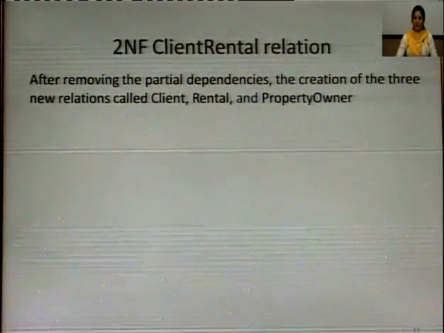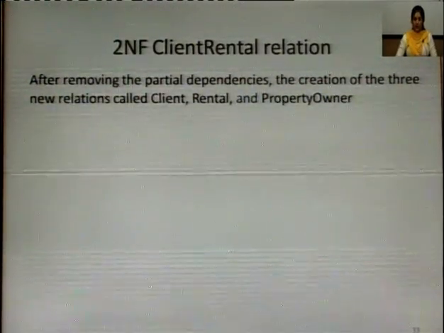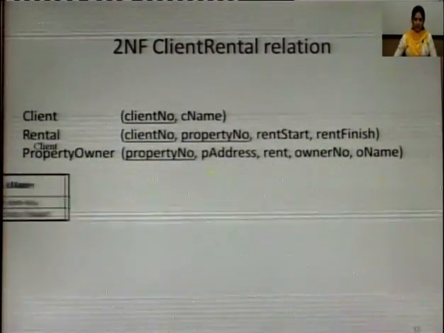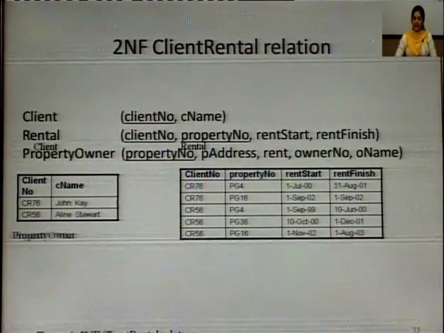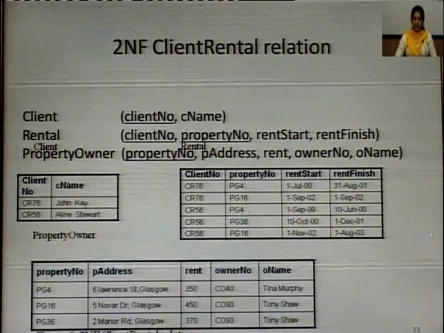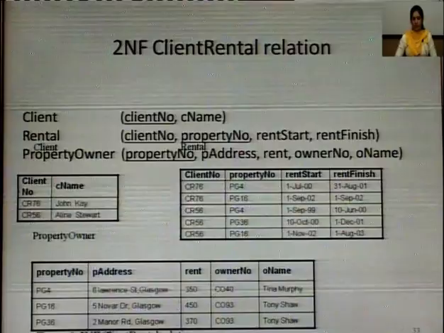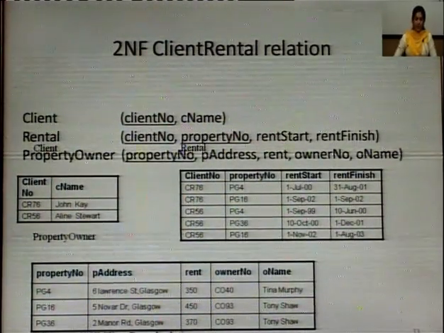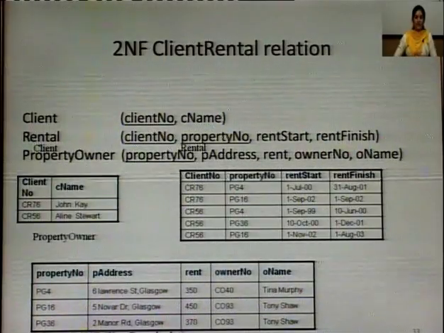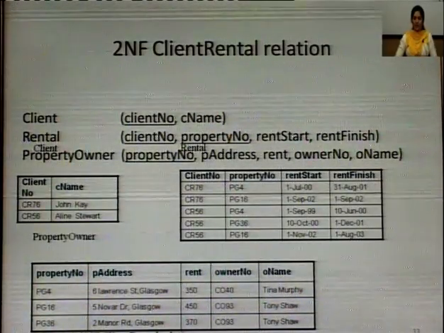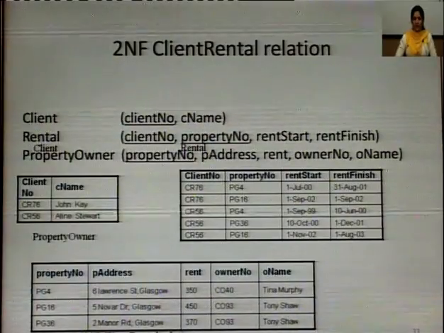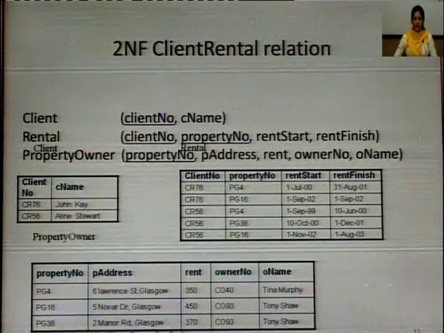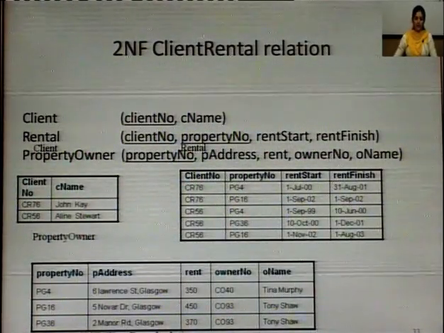After removing the partial dependencies, three new relations are created, called client, rental and property owner. Up to first normal form we had only one relation, after that we had two relations, but in second NF you will have three relations. Now you have separated the information of client and the property and the property owner as well. So we will have three tables.